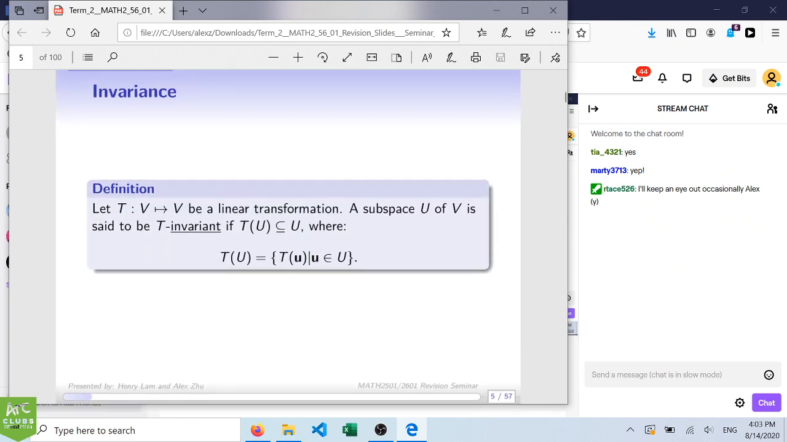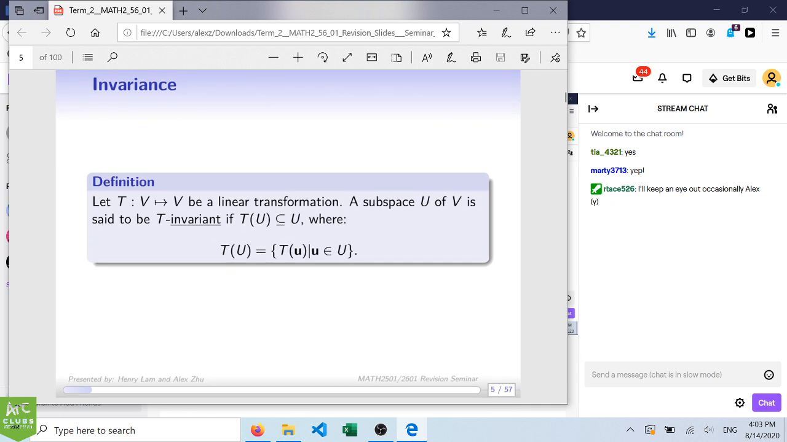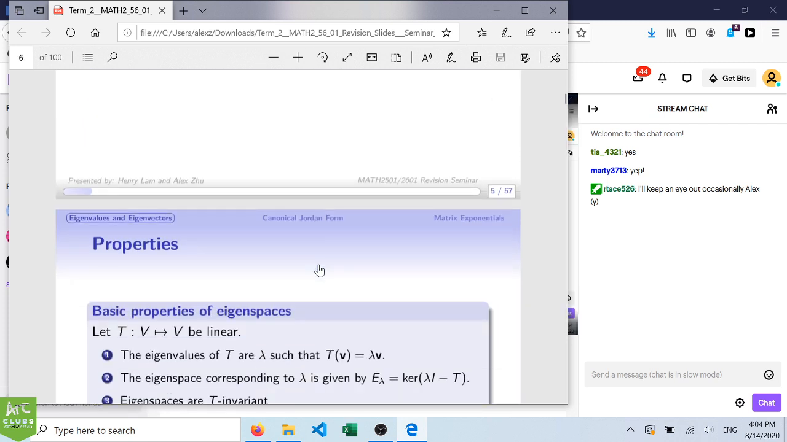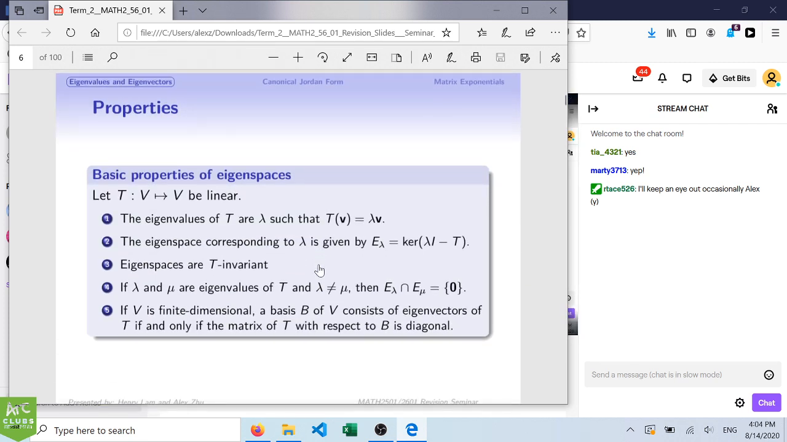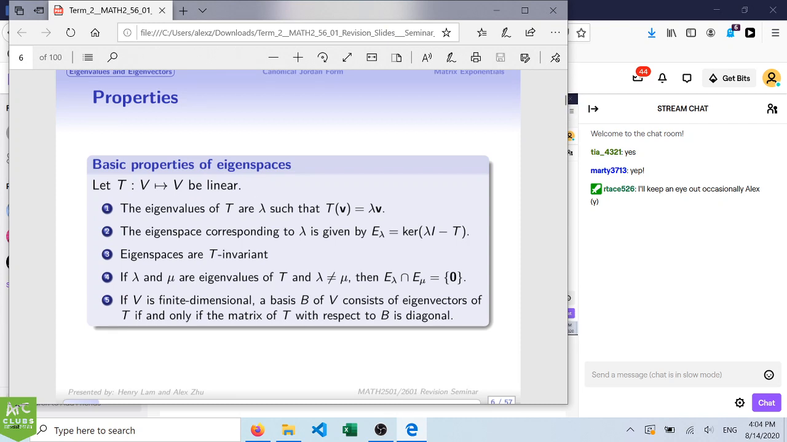We also have something called invariance. A subspace is said to be T-invariant if you take a vector in it, apply T, and you end up back in the original set. So eigenvectors are essentially something that satisfies this property. So yeah, we have the eigenvalues of T.